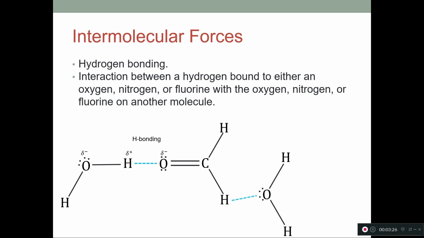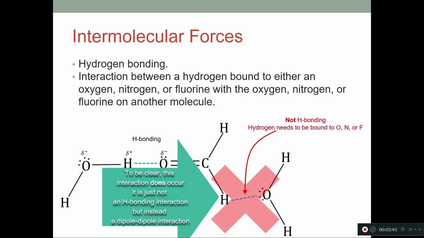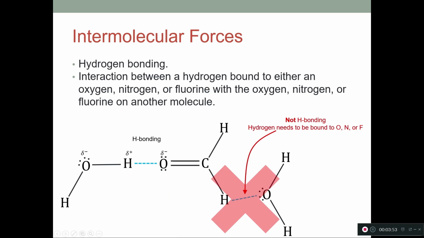Then if we tried doing something like this, you might think this looks like a hydrogen bond because we have the oxygen and the hydrogen interacting with each other, but this would not be considered a hydrogen bond because the hydrogen actually needs to be bound to an oxygen, a nitrogen, or a fluorine. So we would not call that a hydrogen bond. That might be the next one, which is called dipole-dipole interactions, but it is not a hydrogen bond because, remember, the hydrogen has to be bound to an oxygen, a nitrogen, or a fluorine.